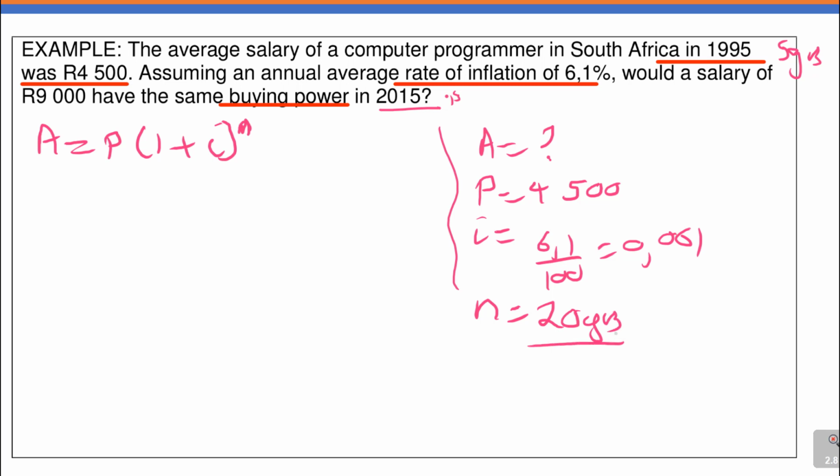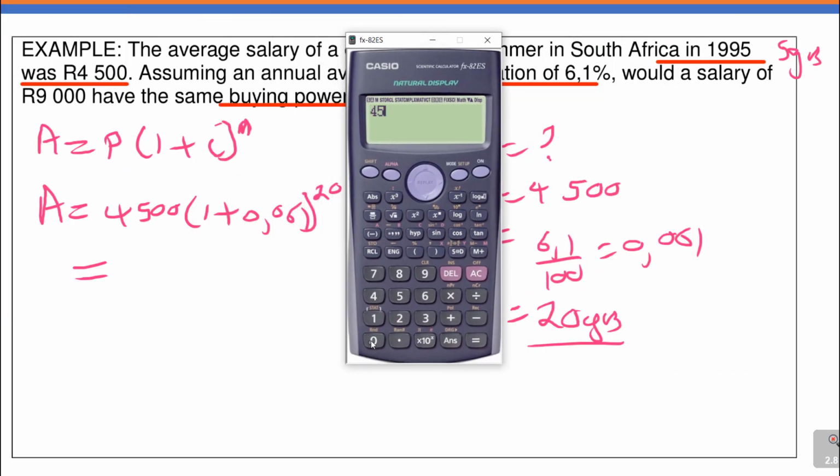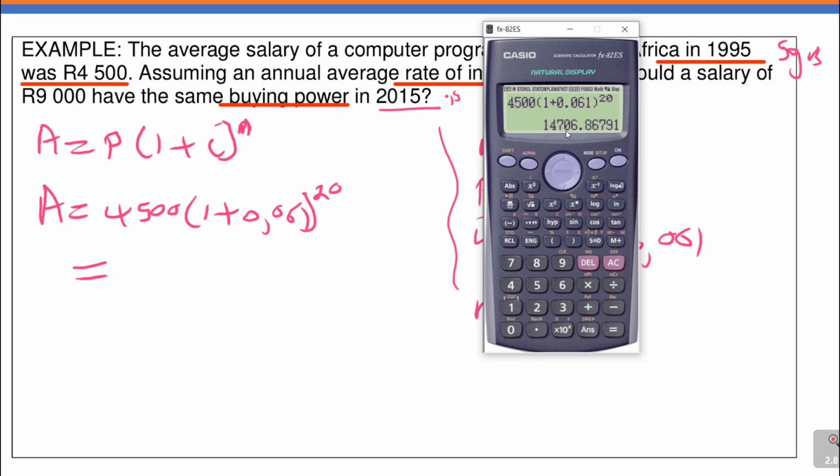So after 20 years, if you are following the inflation, how much is a programmer expected to be earning now, so that the buying power does not change from 1995? So you say A is P, which is 4,500, times (1 + i), which is 0.061, to the power 20. We want to say if you were paying a programmer, how much are you going to pay now? It is 4,500 times (1 + 0.061) to the power 20. Alright, equal to, so now you will be paid in 2015. We expect to be paid 14,706 rand 87 cents.